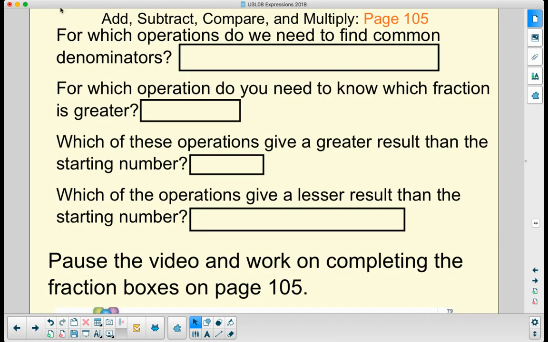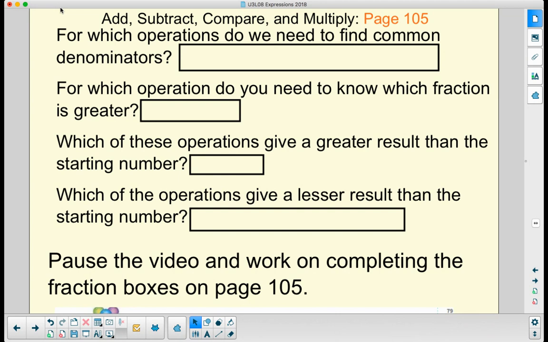All right. So first of all, we will be on page 105 of your student activity book. So if you want to look at that or have that handy, if you have the book, that's great. If not, if you have it online, have that open so you can take a look at that as well.